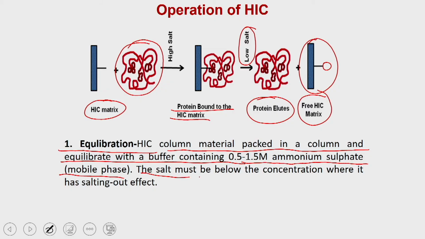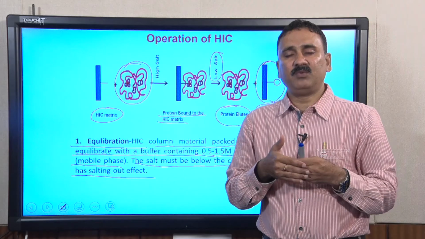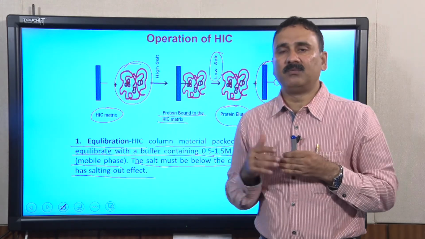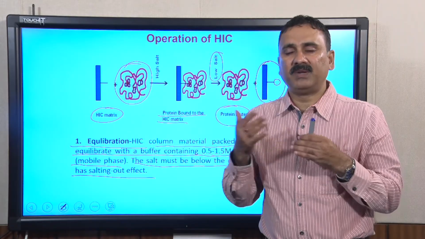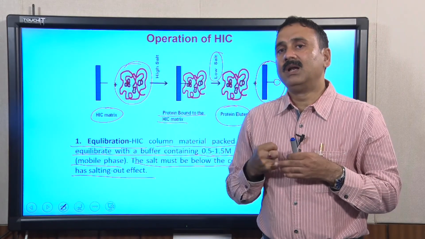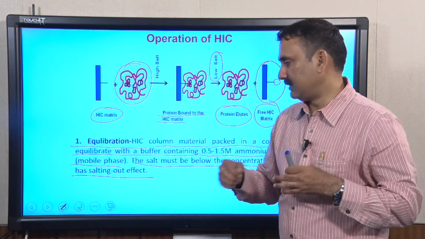As a mobile phase, the salt concentration must be below the level where it has the salting out effect, which means it should not precipitate or aggregate the protein. So, you have to use a high concentration of ammonium sulphate, but it should not be so high that it precipitates the protein, because otherwise the protein will not be available for interaction with the ligands present on the beads.